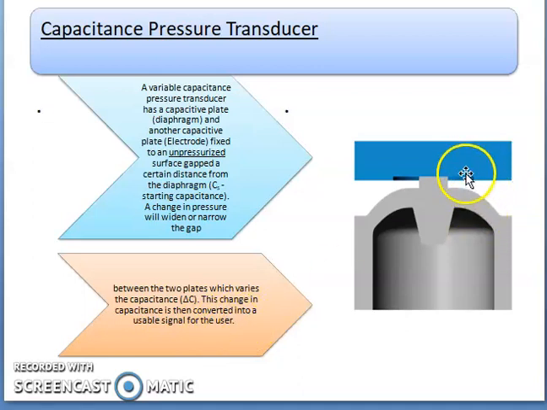That is, here we have mainly two plates. First one is fixed and another one is movable. And if we apply a pressure on it, then at that time the diaphragm will change. That is, the distance between the plates of the capacitor is changed, due to which a change in capacitance occurs. This will be converted into a usable electrical signal.